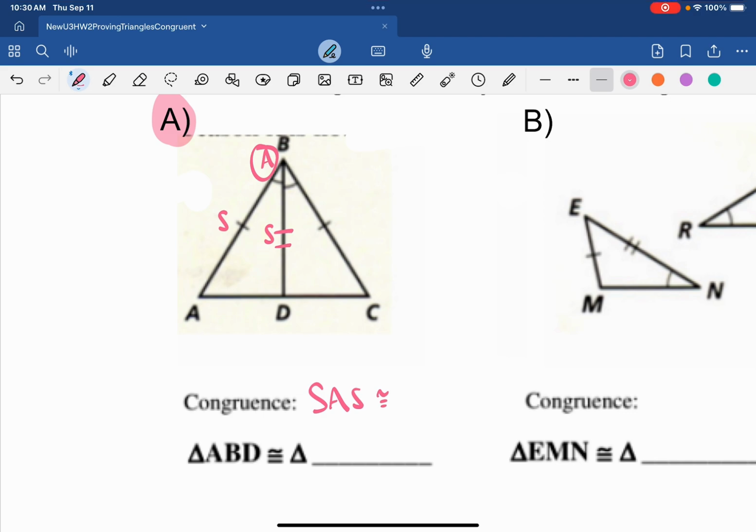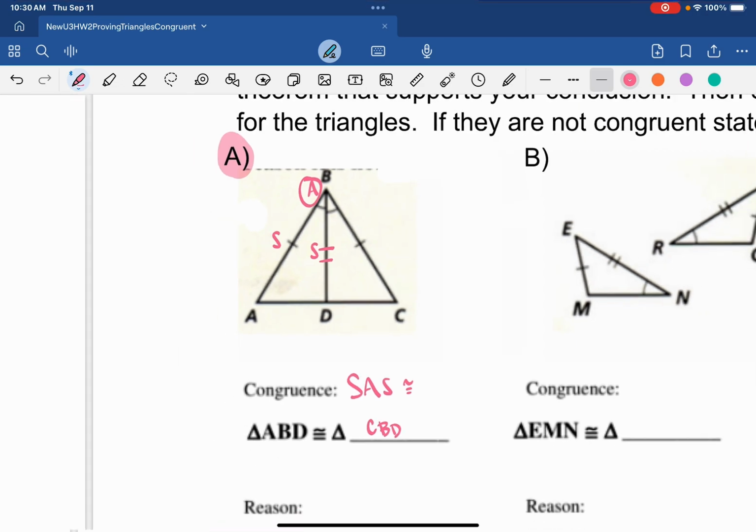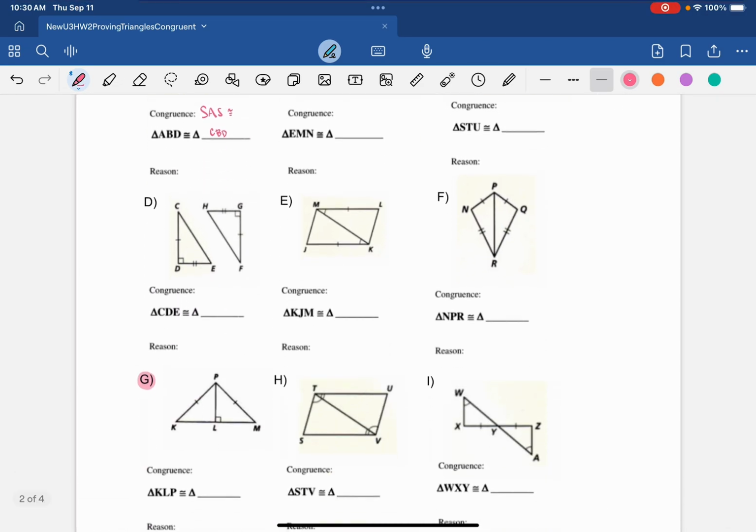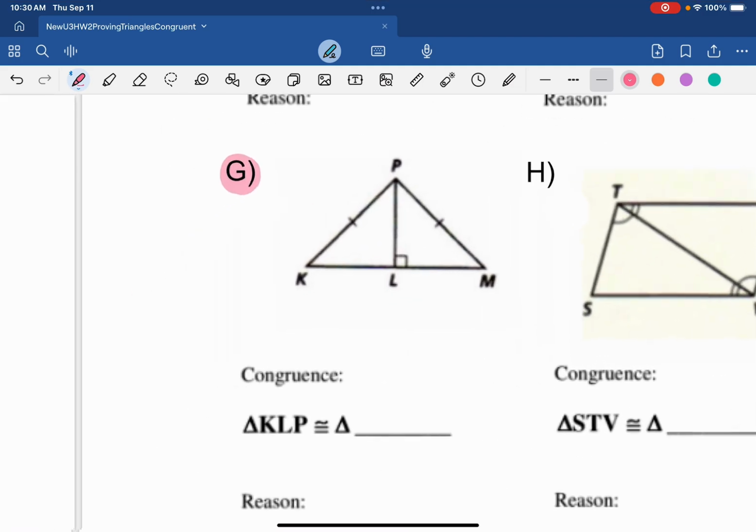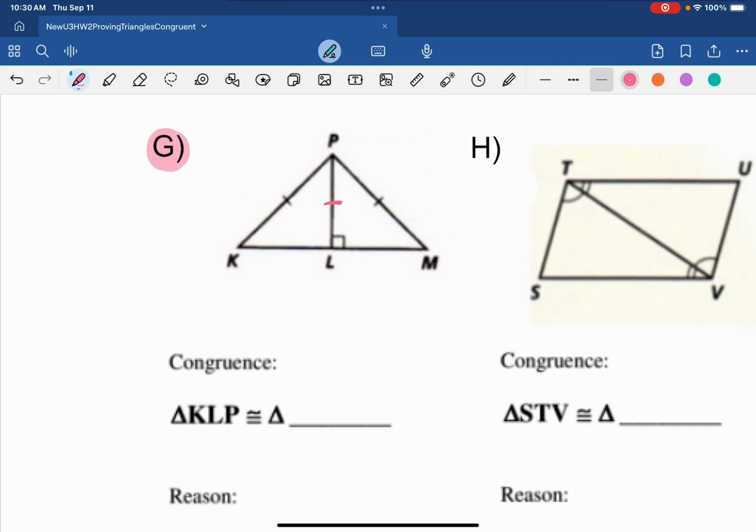And if we name the triangle on the left ABD, then the triangle on the right has to be named CBD. Remember, we have to match up those corresponding parts. Now, let's look down here at G. Again, I can mark a reflexive piece down the middle. And I notice that I have a side and a right angle.